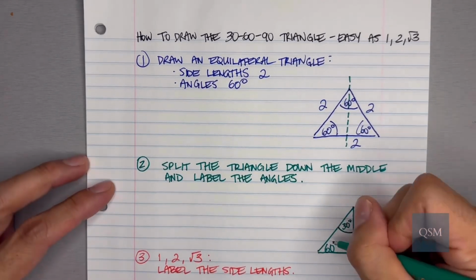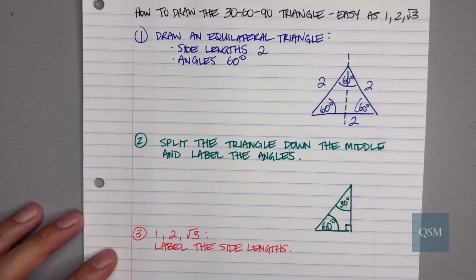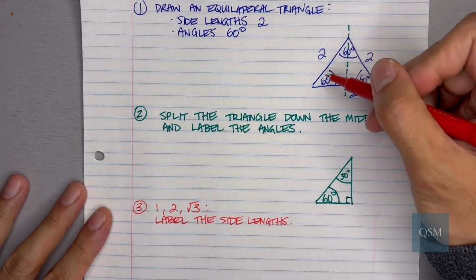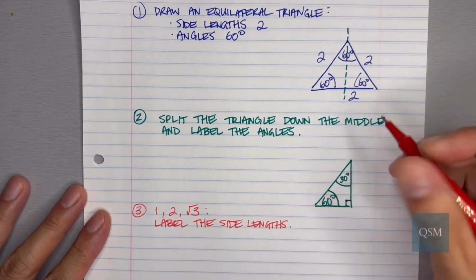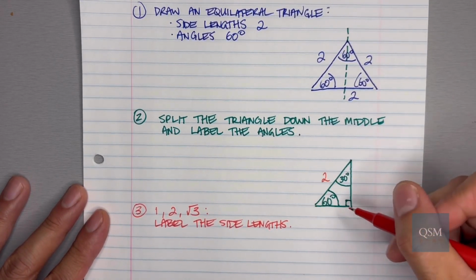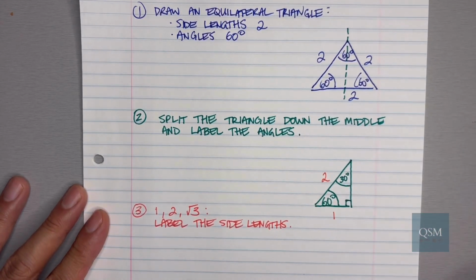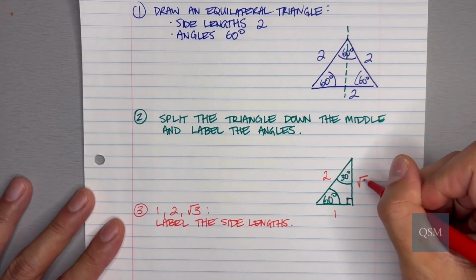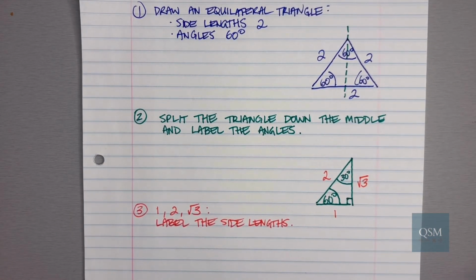And so I have my 30, 60, 90 triangle, and now I'm going to just label the side lengths. So this side length here stayed the same, it's still 2. This side length down here got split in half, so it's now length of 1. And this side length over here, I'm just going to tell you what it is, it's root 3. If you know the Pythagorean theorem, then you can easily calculate that that side length is root 3. But just to keep things simple in this video, I'm going to give you that side length, and so it's easy as 1 to root 3. There's your 30, 60, 90 triangle.